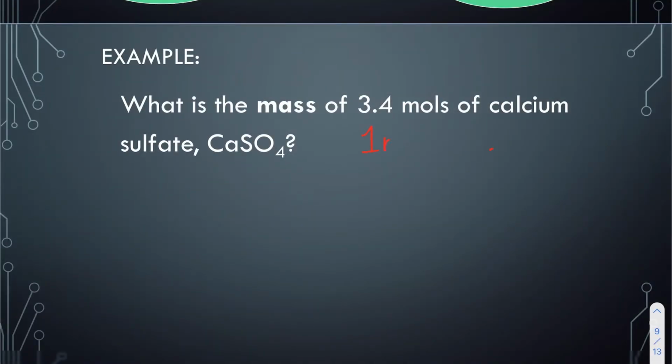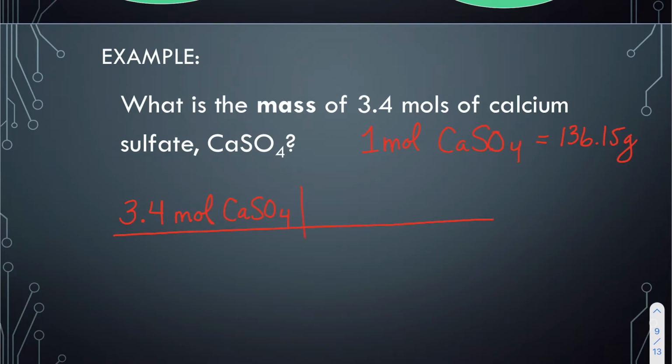So 1 mole of calcium sulfate equals 136.15 grams. But that's not what it's asking me. It's asking me what the mass of 3.4 moles are. So 3.4 moles of calcium sulfate. I can now use a conversion factor, like we learned in dimensional analysis.